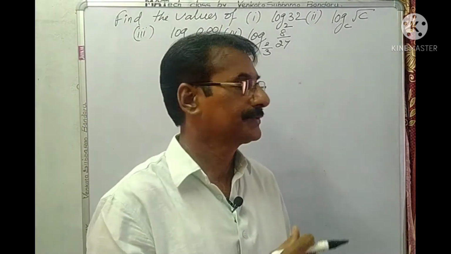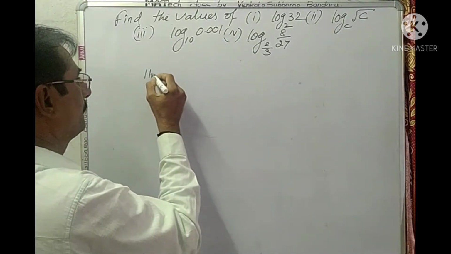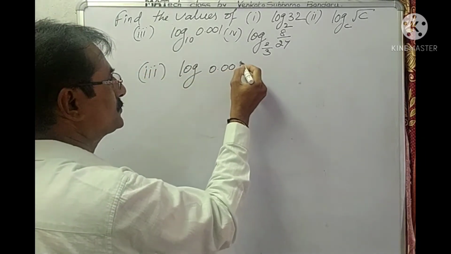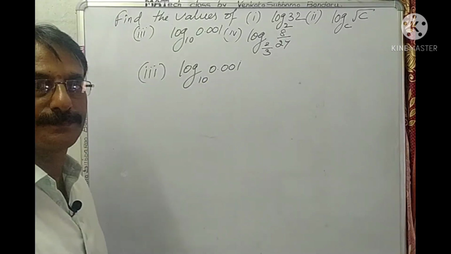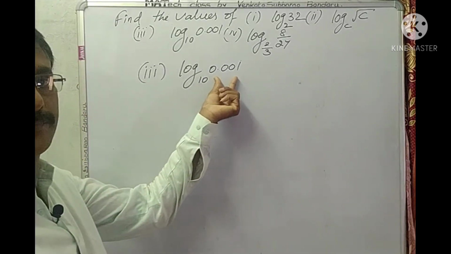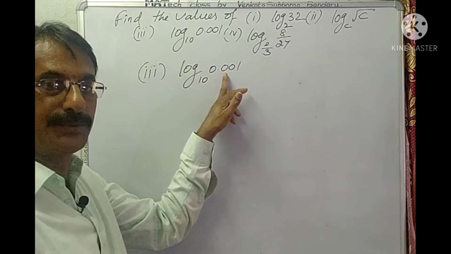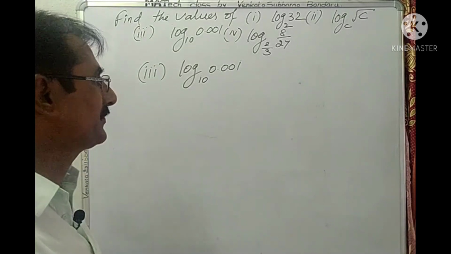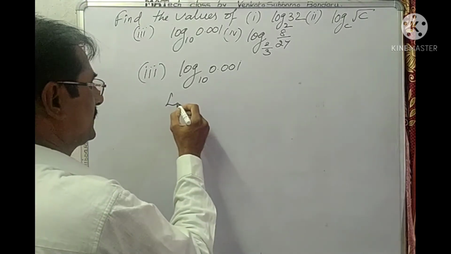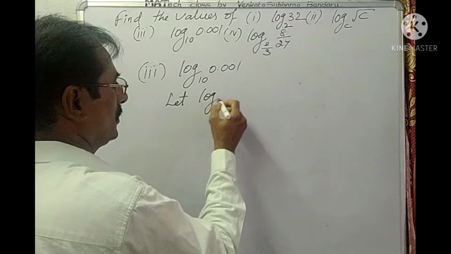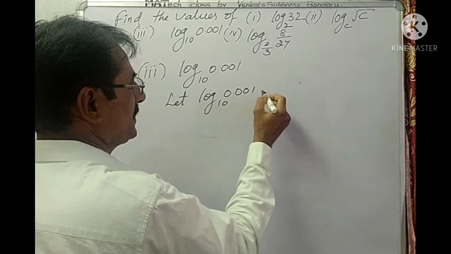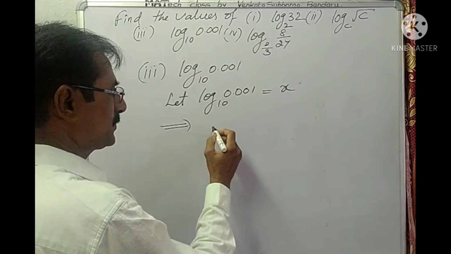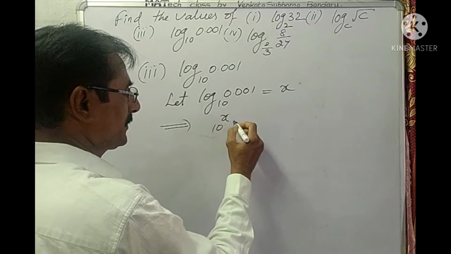Now observe the third one, log 0.001 base 10. Here the given is a decimal number. We can change this decimal number into a fraction and also write it as powers of 10. So let log 0.001 base 10 be x, then change it into exponential form: 10 to the power of x equal to 0.001.